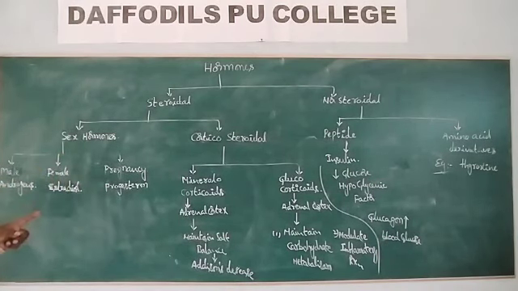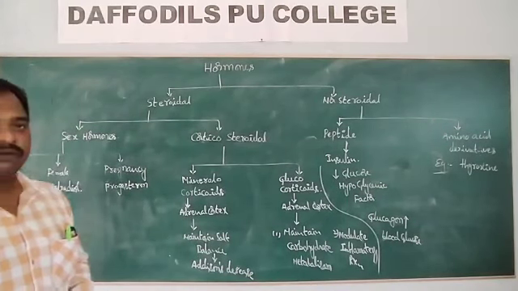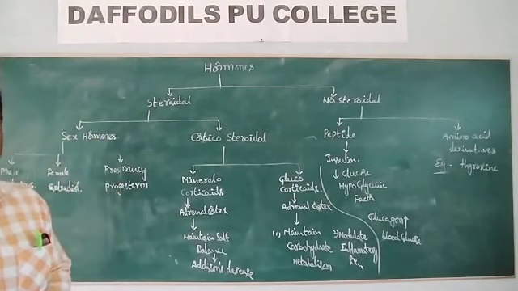Sexual hormones are again of three types: male sexual hormones, female sexual hormones, and pregnancy hormones. Male sexual hormones are androgens. We have many types of androgens; commonly they are known as androgens. One example is testosterone. These androgens are responsible for the development of secondary sexual characters in males.